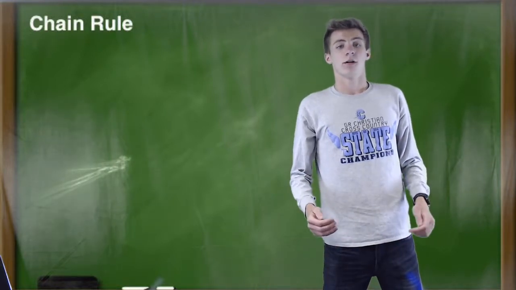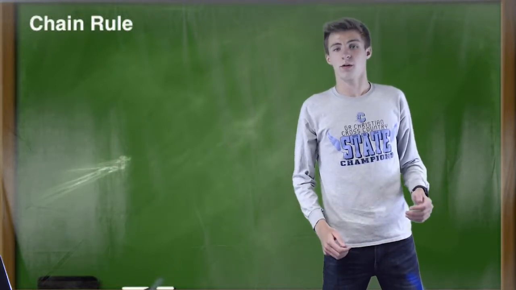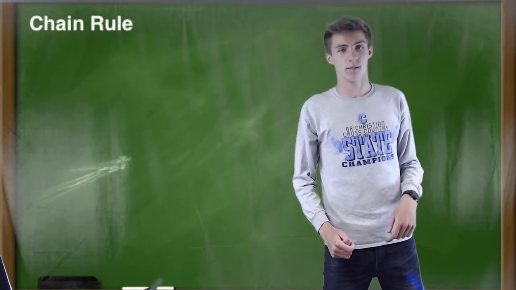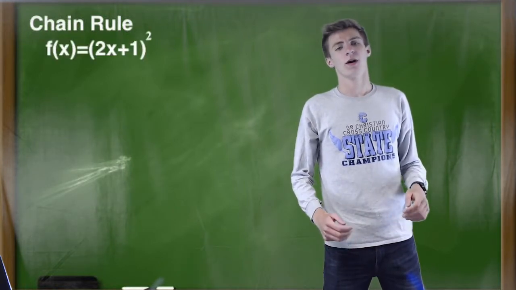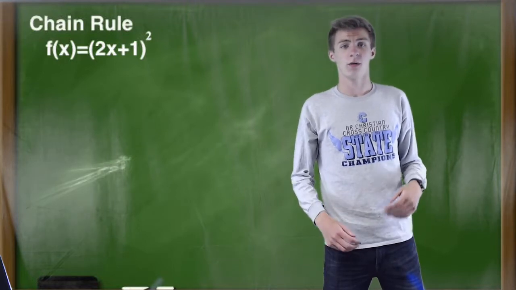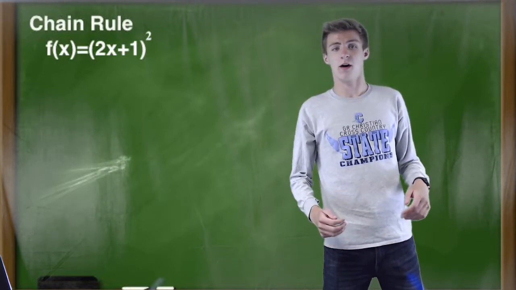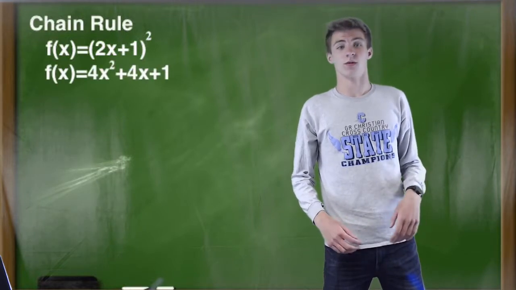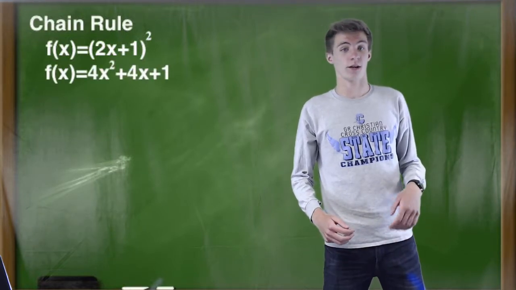Now that we have all learned how to take the derivative of some of the simpler functions, let's work on using the chain rule to solve compositions of functions. We will start with the function (2x + 1) squared. Without the chain rule, you have to multiply out and apply different calculus rules. Change it into f(x) = 4x² + 4x + 1.